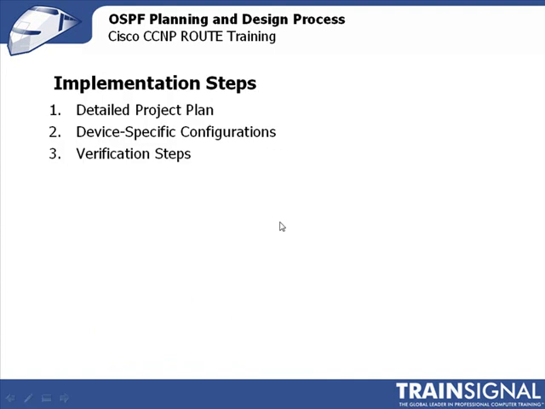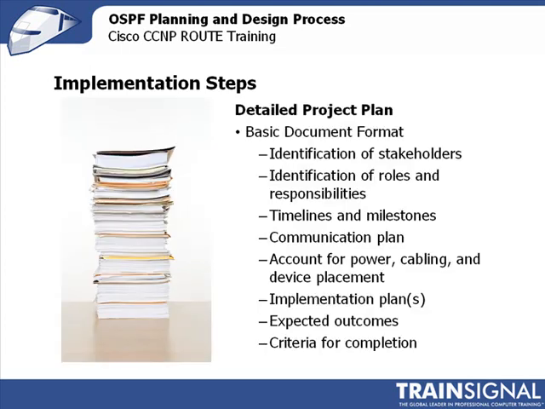So you have designed your network, you've had it reviewed, you've done your proof of concept. Now, how do you actually implement it? It starts with a detailed project plan with device-specific configurations and verification steps. A detailed project plan is important. It contains a lot of things. It contains milestones. It contains roles and responsibilities, how you'll communicate things, change management, power, cabling, device, the actual implementations, expected outcomes, and also stakeholders.